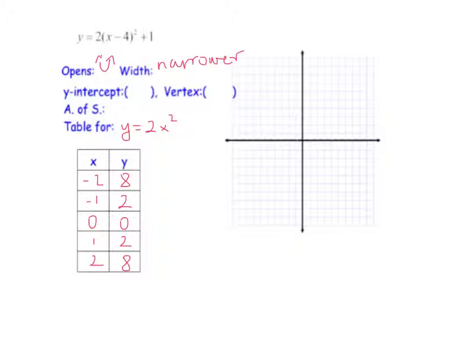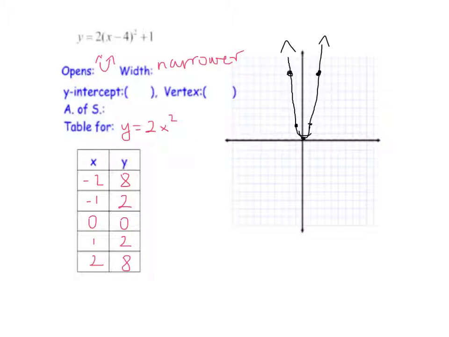So this is the first part, which I'm going to plot with my regular black pencil. I have 0, 0, and 1, 2, and negative 1, 2, and 2, 8, and negative 2, 8. So after plotting these points, I can try to form my parabola. Again, my stylus doesn't work perfectly for me.